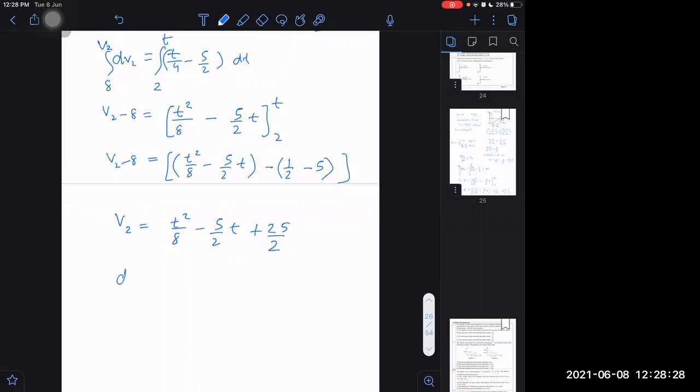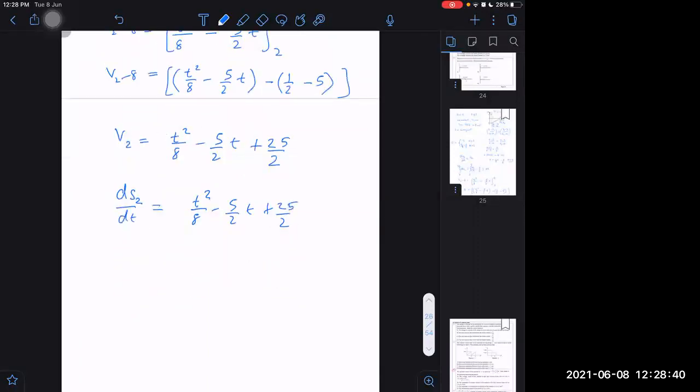Once we know v2, now we have to write displacement in the second interval. ds2 by dt is equal to t square by 8 minus 5 by 2t plus 25 by 2. Then I will get the displacement in the second interval as integral from 0 to s2, and here t square by 8 minus 5 by 2t plus 25 by 2 into dt. Now you can take not 0 again. Time is from 2 to 10. Now you can take the total. That will give us the total displacement in the second interval.